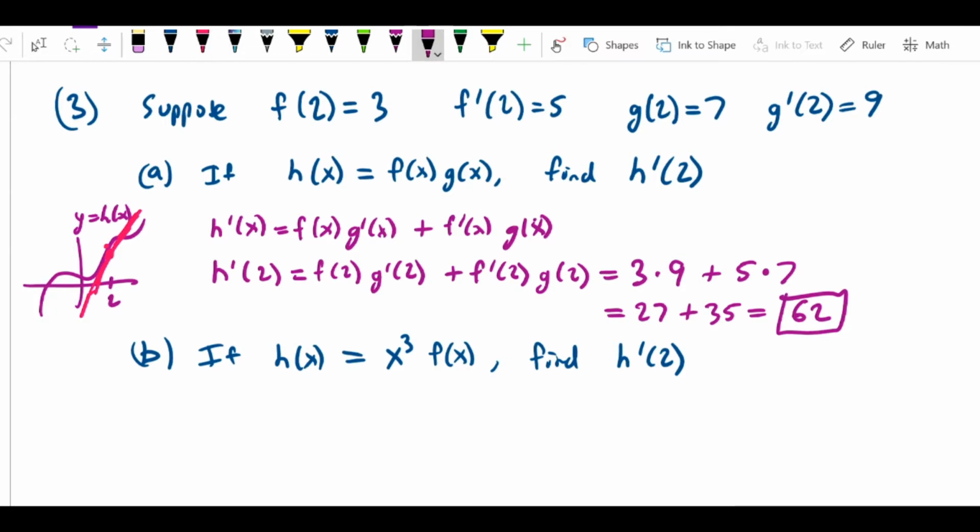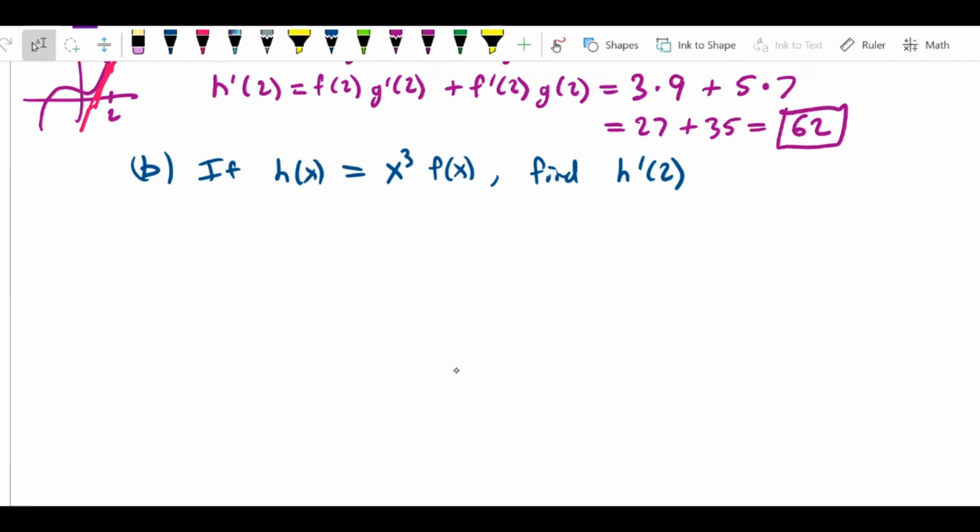So let's suppose that h of x equals x cubed f of x. Let's find h prime of 2. So here, we once again want to apply the product rule. The reason it's a little more complicated is that in one case I have an actual function, and in the other case I have a purely symbolic expression for a function.